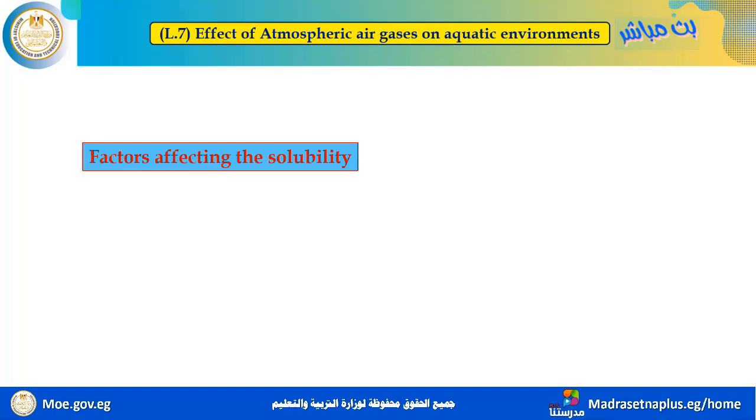Factors affecting the solubility. What are the factors that affect the solubility? We have really three important factors. The first one, temperature. The second, pressure. Third one, nature of the material itself. So the factors affecting the solubility: first, temperature; second, pressure; third, nature of the material. Let's talk about each one in more detail.